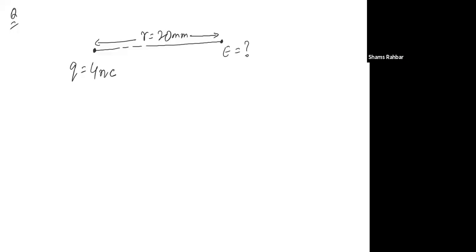This is the distance of a point at which I am supposed to calculate the value of electric field. Let's say this charge Q is positive, taking it as positive for the first time. You have to find the value of electric field at a distance of 20 millimeter from the charge. What will be the value? Hurry up. Can you solve?